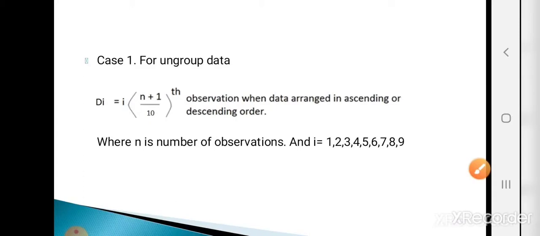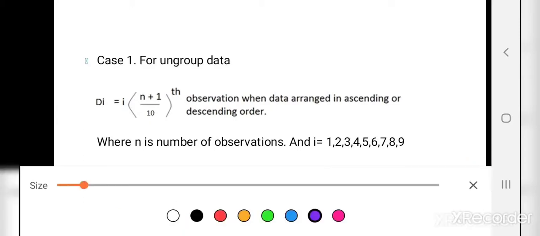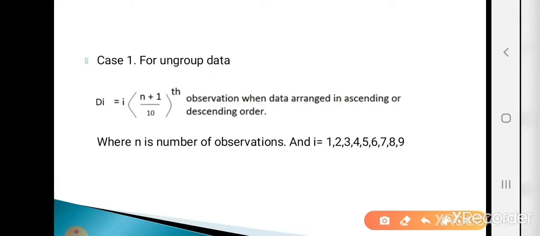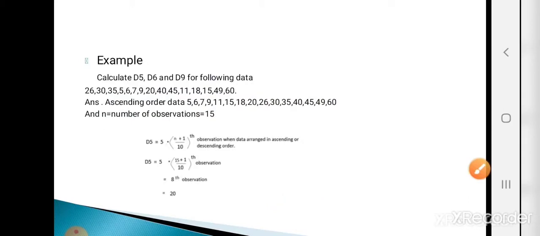Now see case 1. For ungrouped data, what is the formula? Di is equal to i times (n plus 1) divided by 10th observation, when data is arranged in ascending or descending order. Here the value is 10 because the 9 deciles divide the data into 10 equal parts. In quartiles, the value is 4 instead of 10, and in median the value is 2 instead of 10. Okay, so now see an example.